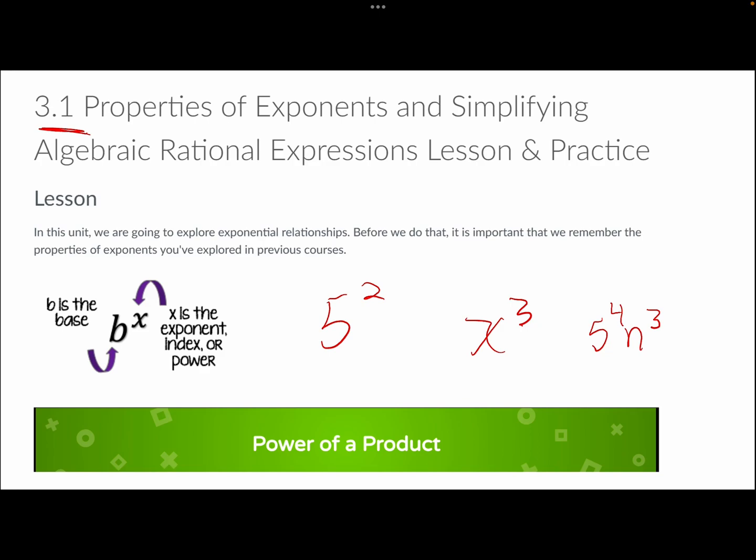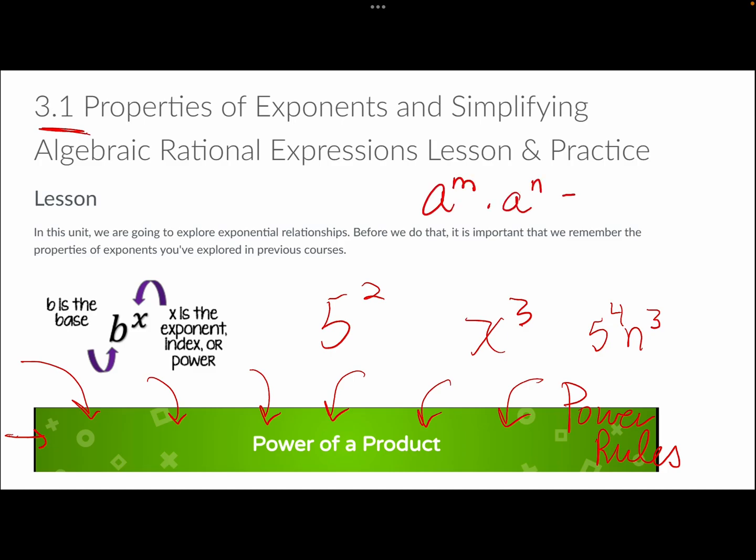Right under this in your lessons page is this slide deck of the product rules. These are the power rules, and it is very important that you look through them. You should go through this little green title at the beginning, and you should write out what each of the rules looks like. And they look something like a to the m times a to the n equals a to the m plus n.